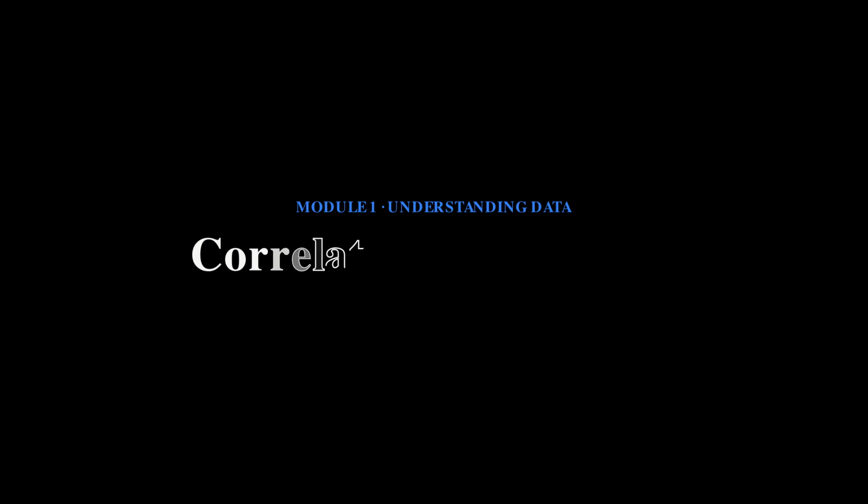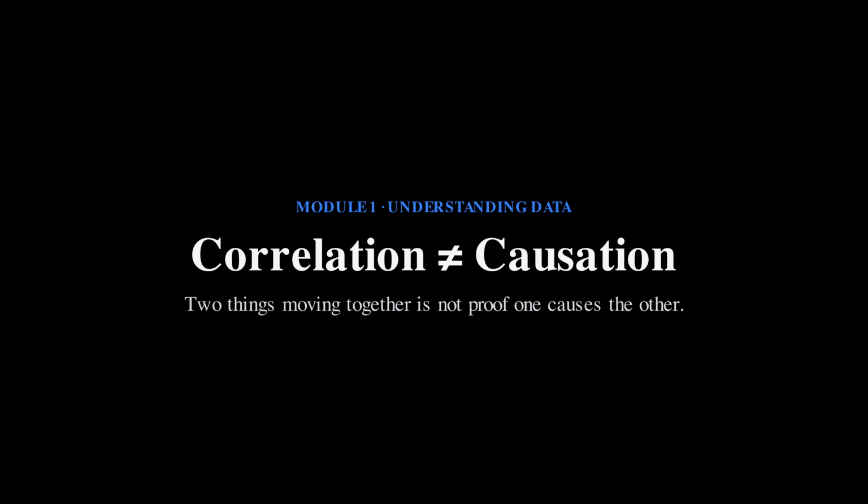Here's one of the most important warnings in all of data science, and it fits on a bumper sticker. Correlation is not causation. Two things can rise and fall together, tempting you to believe one causes the other. Very often, it just isn't true. Let's see why, with ice cream.